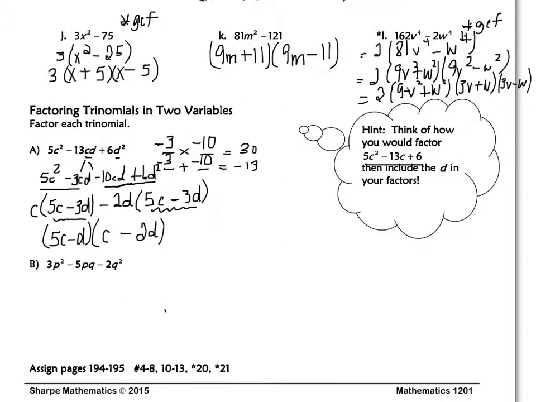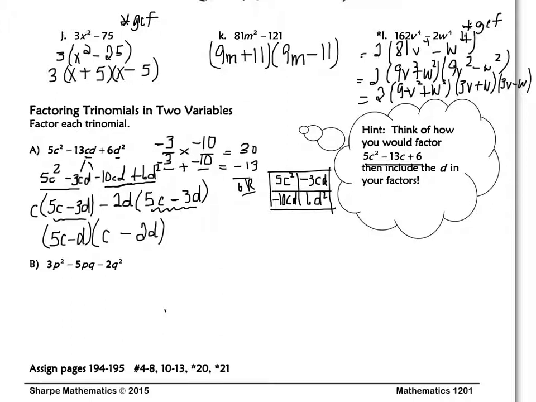Now if you want to use the box method, basically, if I just review it with you, you'd still find the two numbers, but then instead of breaking it down with a math statement, you would put them in the box. The first term, 5c squared, would go here. The last term, 6d squared, would go in the bottom. And then it doesn't matter which box you put the negative 3cd and the negative 10cd. So I'm going to put the negative 3cd here, and I'm going to put the negative 10cd down here.